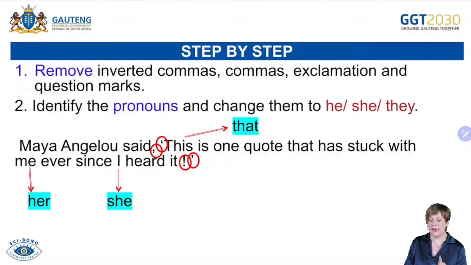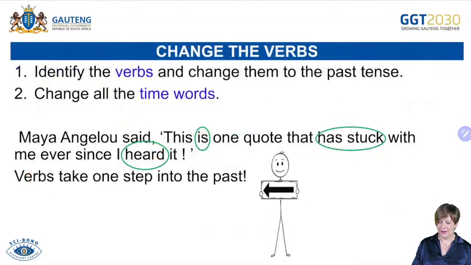And if you look at my little sentences, you'll see what I've done here. I've highlighted all my punctuation, and I've changed the me and an I to her and she. Now you'll see this, I've changed it to that as well. That's really important. That's a little trick we put in as well.